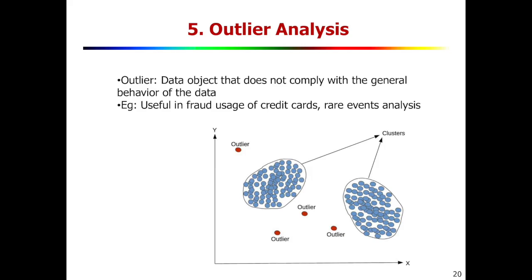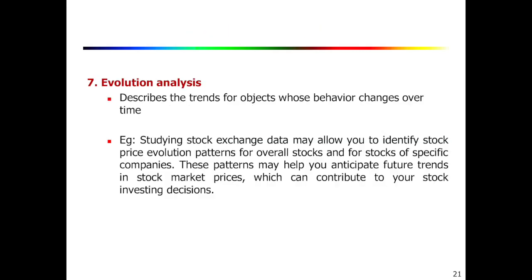The next one is outlier analysis. Outliers are data objects that do not comply with the general behavior of the dataset. Useful in fraud detection, credit card usage, and rare event analysis. And the next one is evolution analysis, which describes the trends of objects whose behavior changes over time.